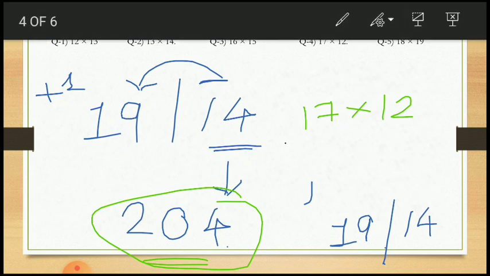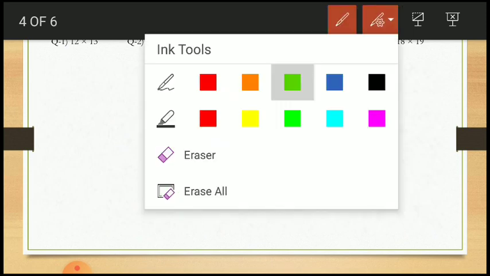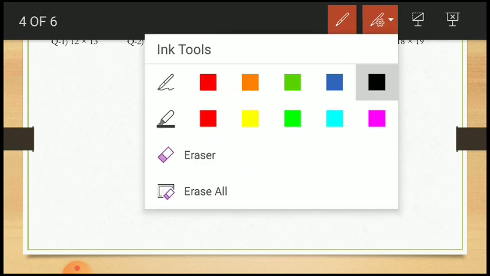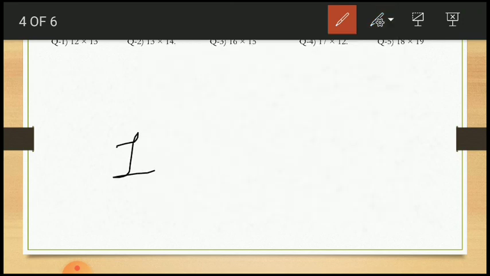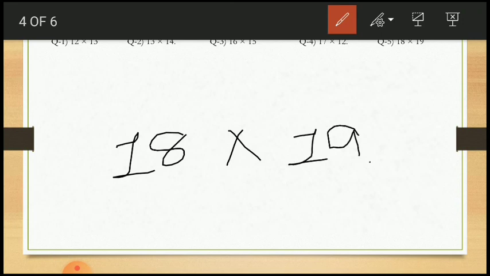Now let's solve the last question. Okay, the last question is 18 and 19. Okay, now this is a very easy method. If you understand this method, then in this world you can never face any problem in multiplication sums. Okay, so simply now you have to add this 18 to the next unit place, means 9. When you add 18 and 9, your answer comes 27.